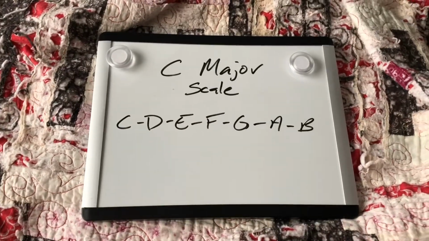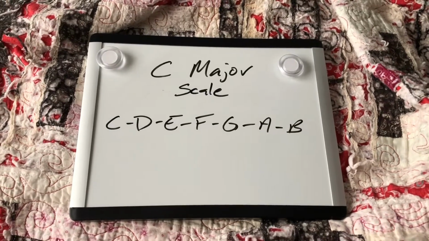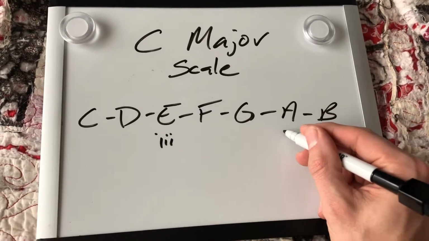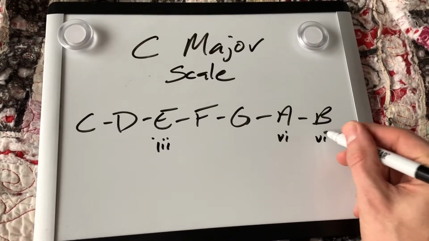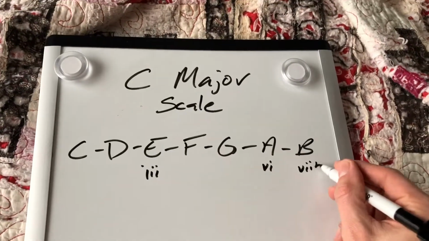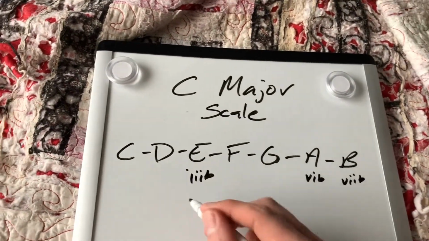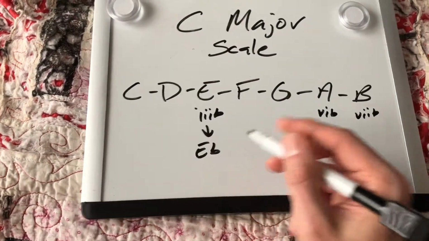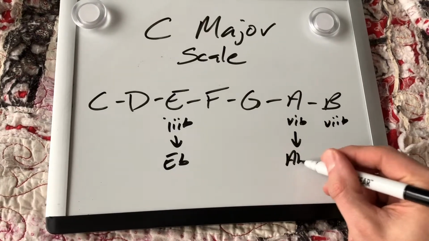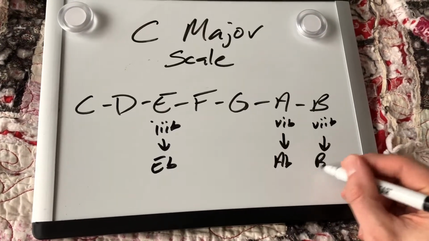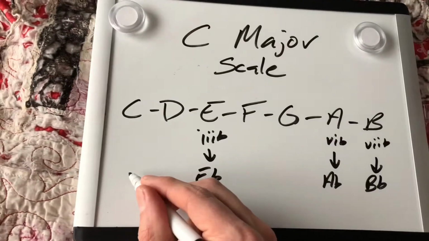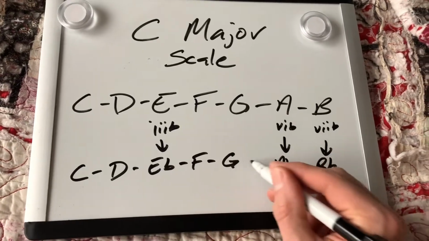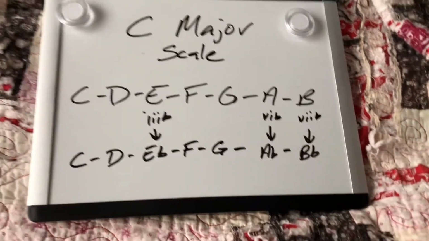So the difference between the natural minor scale and the major scale is that the third note, the sixth note, and the seventh note are going to be flattened. So this E would become E flat, this A would become A flat, and this B would become B flat. So your scale would be C, D, E flat, F, G, A flat, and then B flat.